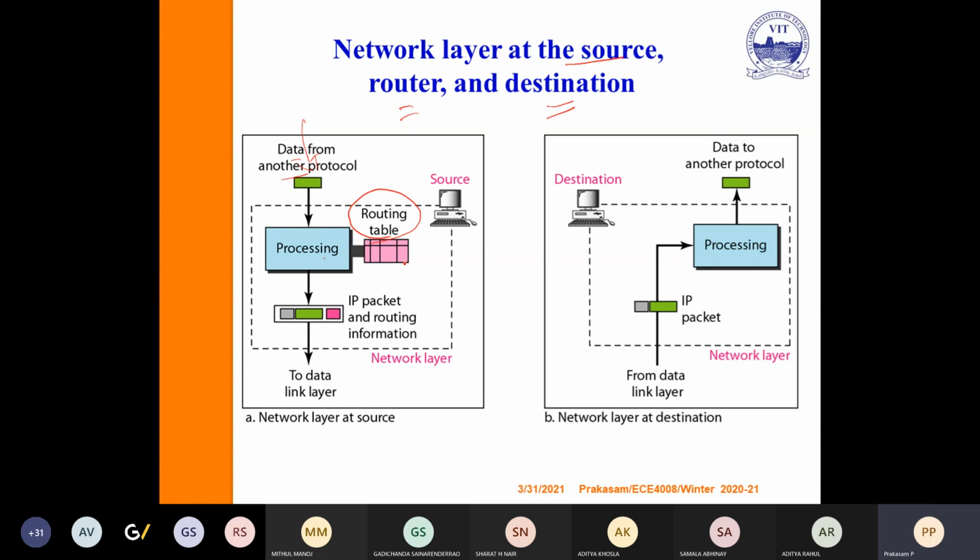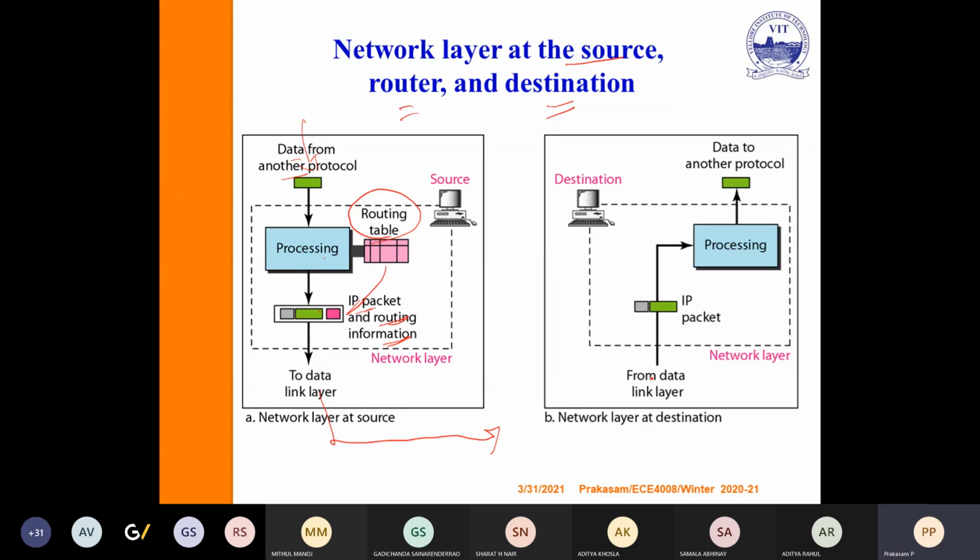Then it adds the routing information to the IP packet, because in the network layer it converts that information into packets. So it assigns the IP packets as well as the routing information. It will pass to the data link layer, then through the physical layer it will be transmitted to the destination.